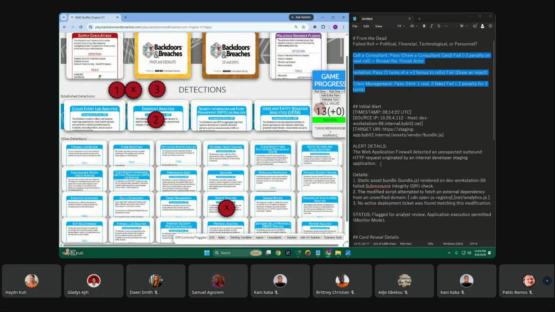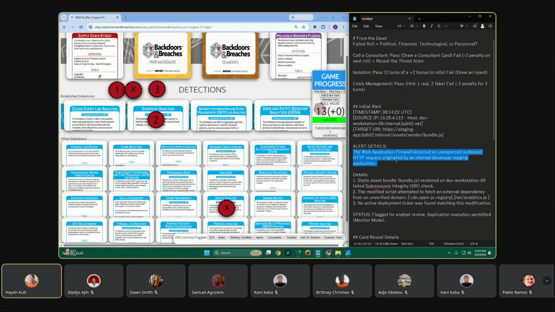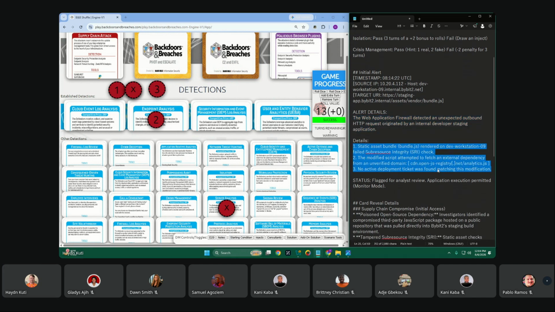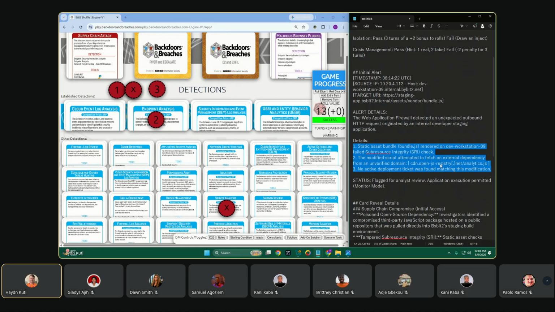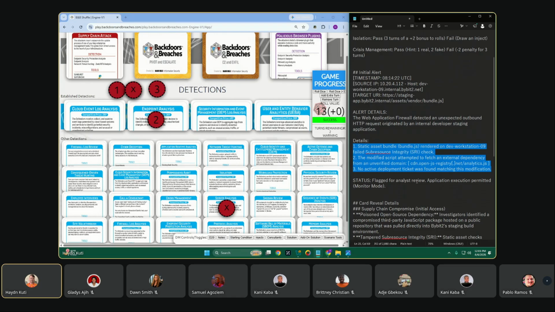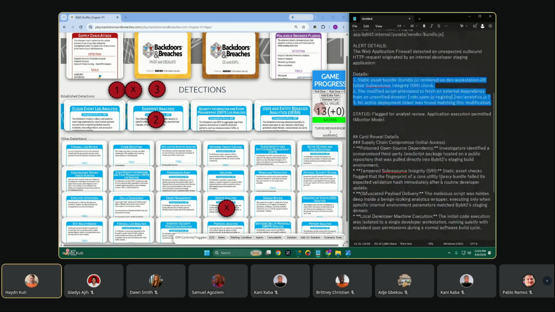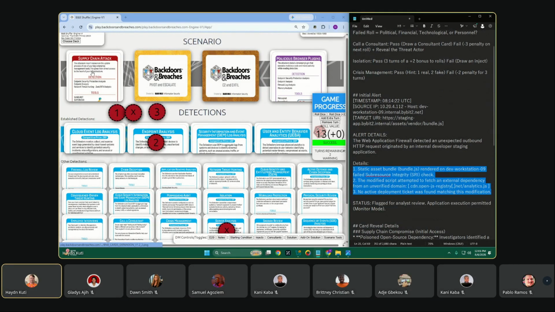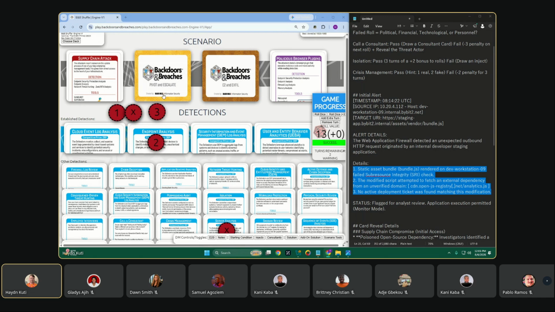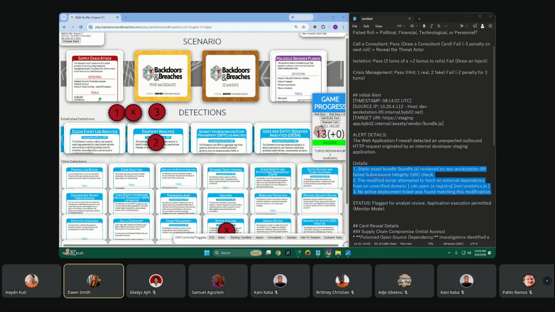Pablo, just a quick rundown. You got an alert from your WAF that detected unusual outbound HTTP requests. Static bundle rendered on dev workstation 9 failed the SRI check. Modified script attempted to fetch external dependencies from an unverified domain, and no active deployment ticket was found that matched the modifications. And they have discovered the initial access was supply chain attack, and persistence was malicious browser plugins. So right now we are trying to figure out the pivot and escalate and the C2 and exfil. You know, we haven't looked at our SIEM logs yet.